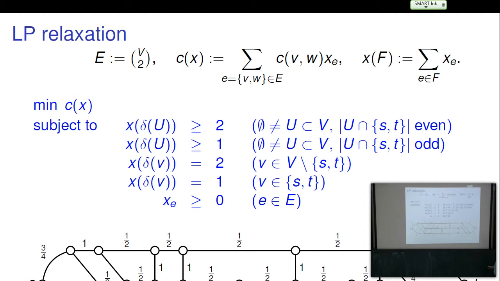Good. So in the standard TSP, you would have for every cut that the value must be at least 2, because you have to go back and forth. Here, this is not the case. Here, some cuts require value only 1, namely the ST cuts.